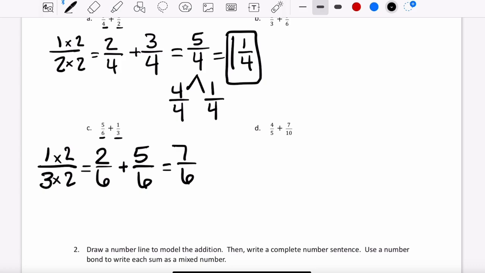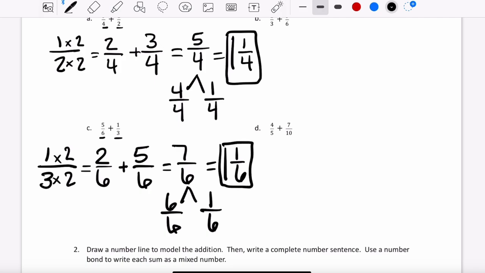We cannot leave it as 7/6, it is improper. So we change it to a mixed number, and we know we can make 1 whole by saying 6/6, which equals a whole. And then we can figure out that we would have 1/6 left over, so our answer would be 1 1/6.